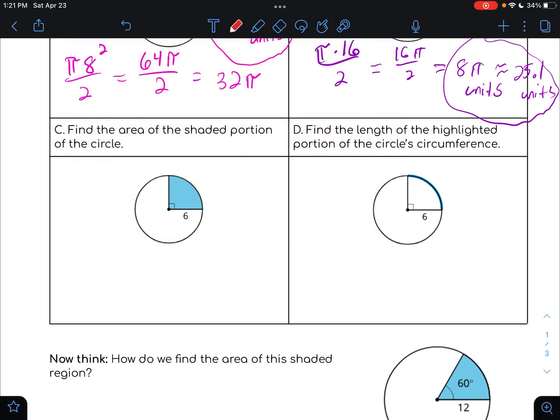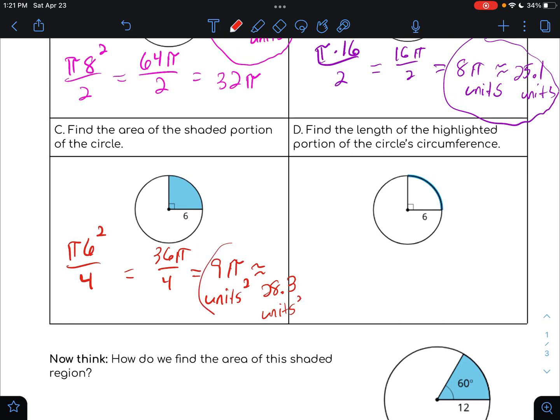All right, next one, find the area of the shaded region. And now we have about 1/4 of the circle, right? 90 degrees would be 1/4 of the circle. So we can think of that as pi r squared divided by 4. So 36 pi divided by 4 would be 9 pi, and this would be square units. And if we take 9 times pi, you should have gotten about 28.3 square units.